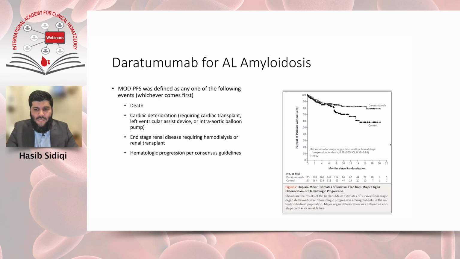So the investigators created a modified PFS that included death or significant cardiac or renal deterioration or hematologic progression. So this was a combined or modified PFS of any of those events. And really, this showed an overwhelming benefit for patients receiving daratumumab compared to the control group, with a hazard ratio of 0.58.